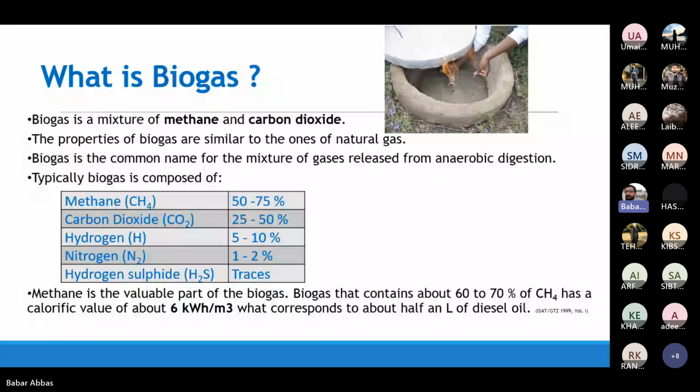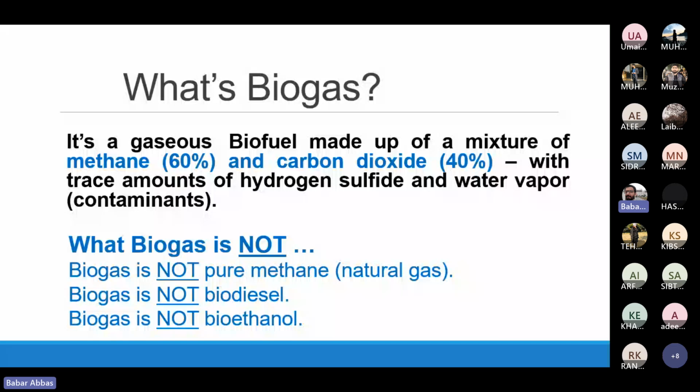It's a gaseous biofuel made up of a mixture of methane and carbon dioxide, and biogas is not pure methane gas. It's not biodiesel, and similarly, it's not bioethanol as well.